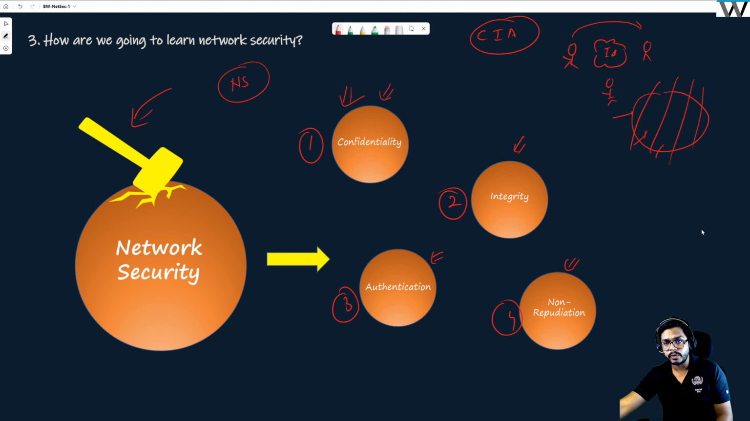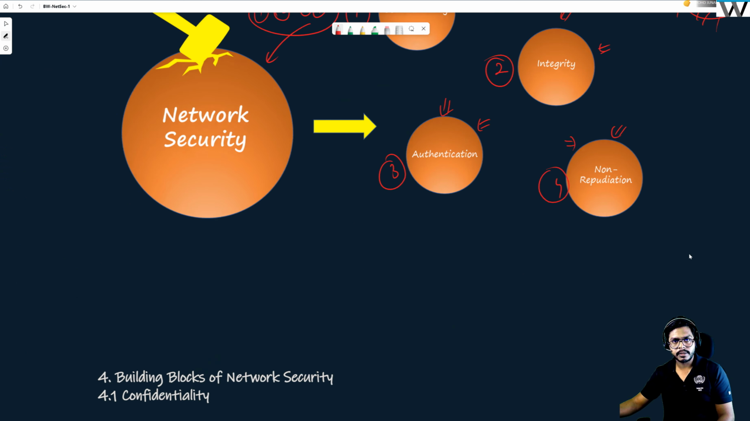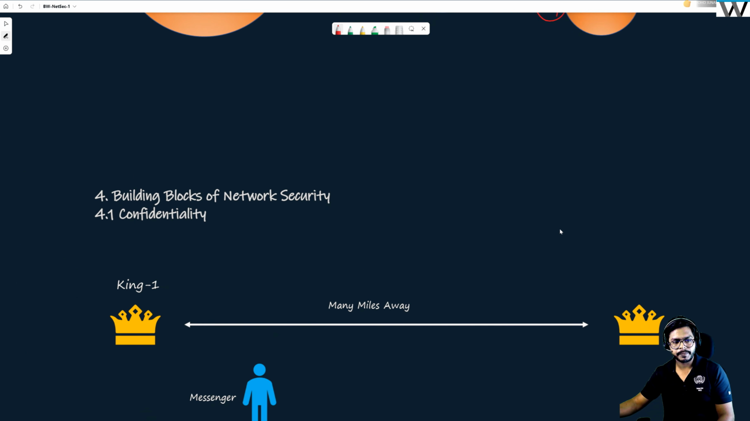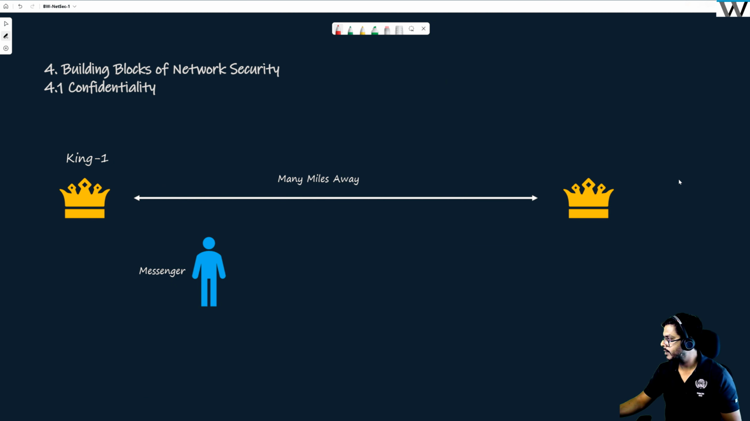Similarly, we are going to talk about integrity separately. We are going to talk about authentication separately. We are going to talk about non-repudiation separately. And once we know all these things, we are going to combine them. 1 + 2 + 3 + 4. And believe me, your security picture is going to be complete. Right? Having said that, let's start from the network security confidentiality piece. Right? So I would like to take a pause here.